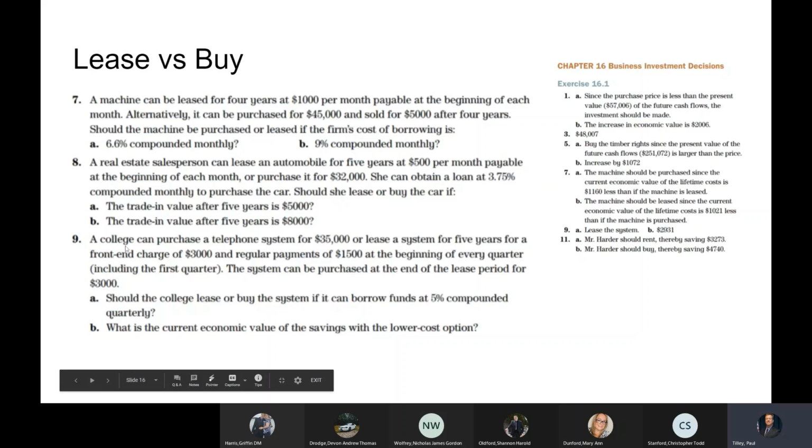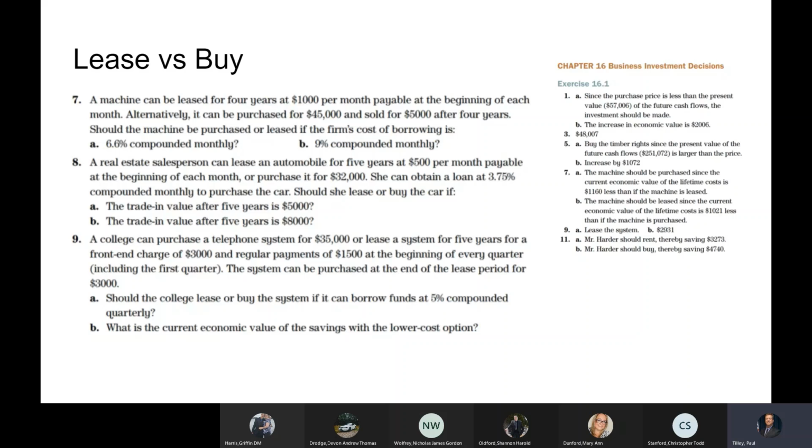Okay. Let me just say this again. Start over. Number 8 is what I want to look at. I've got a real estate salesperson with a lease or buy option. She can buy the car or she can lease the car. She's looking for the least cost option. In order to figure that out, we need to take the lease amount first and figure out its net present value. It's $500 a month for 60 months at 3.75% compounded monthly, so we need to get the monthly interest rate. We need to throw all that information into the present value formula.